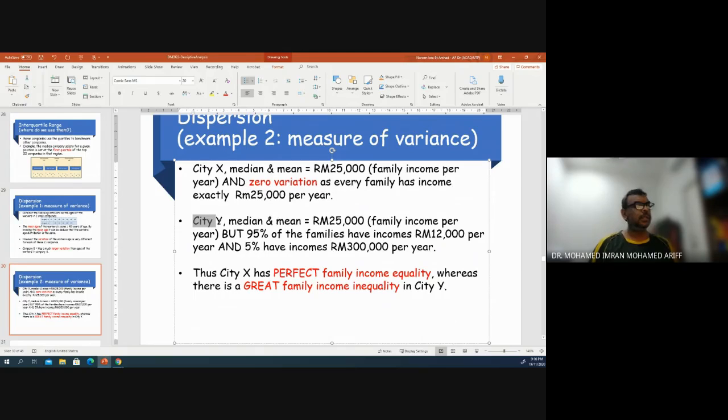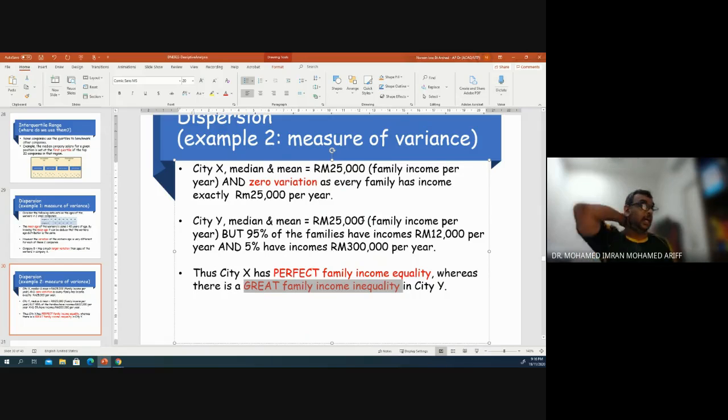Mana yang lain pula? Kebetulan sama juga, tetapi they find out that 95% have incomes of 12,000 and 5% have 300,000. Walaupun kedua-dua ini dia punya family income dia sama, purata dia sama, tetapi variation mereka berbeza. CTX has perfect equality. That means sama je. Semua orang di situ sama je. Tetapi in CTY ni dia ada inequality. Ini ada yang sangat kaya, ada yang sangat miskin.